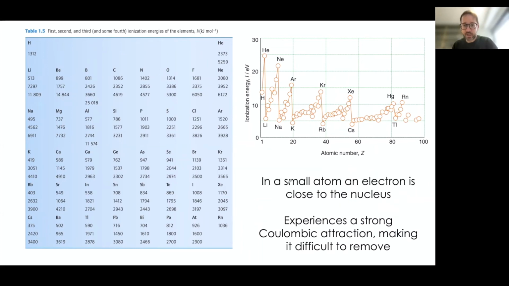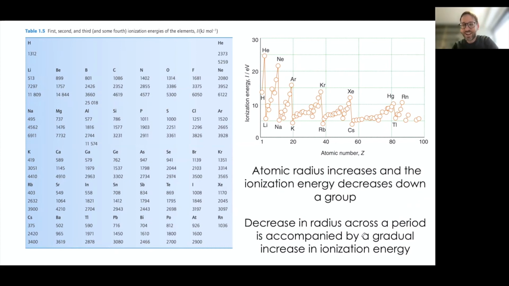This is because in a smaller atom, the electron is closer to the nucleus. Therefore, if the electron is closer to the nucleus, it experiences a stronger Coulombic attraction, making it much harder to remove relative to a larger atom, in which the electron will be farther away from the nucleus, experiencing a less pronounced Coulombic attraction. So the atomic radius increases, and therefore the ionization energy decreases when we go down a group. As the size increases, ionization energies decrease when we go down a group.